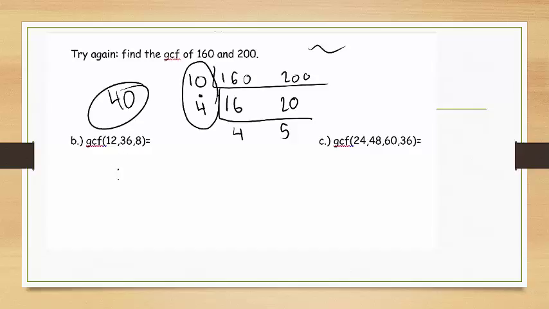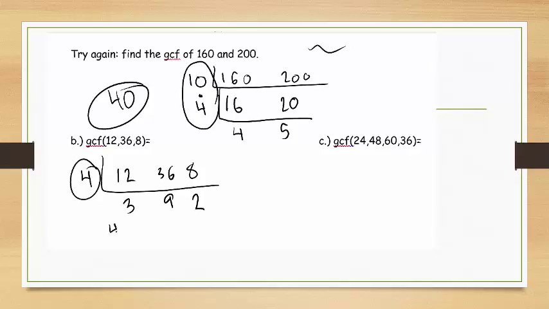We're going to do the same concept, but we're going to do it with 3 numbers this time. So I happen to know that 4 goes into all of these, and I'm left with 3, 9, and 2. There is nothing that goes into 3, 9, and 2, so 4 is my GCF.